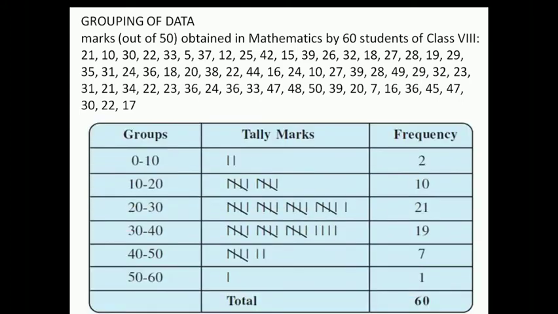Now we have to make a table of 3 columns: groups, tally marks and frequency. Frequency is a new word for you. What is frequency? It is the number of students who fit in that group. That number of students is known as frequency. From now onwards, you have to write frequency in the third column.